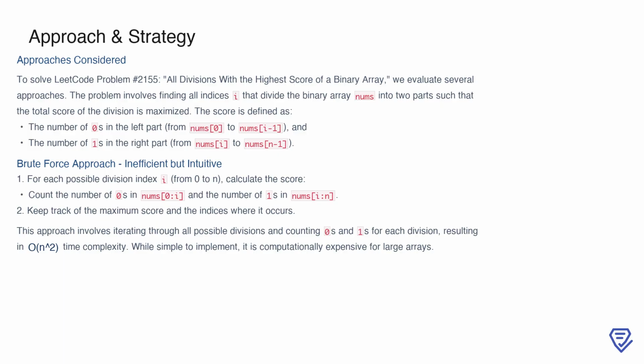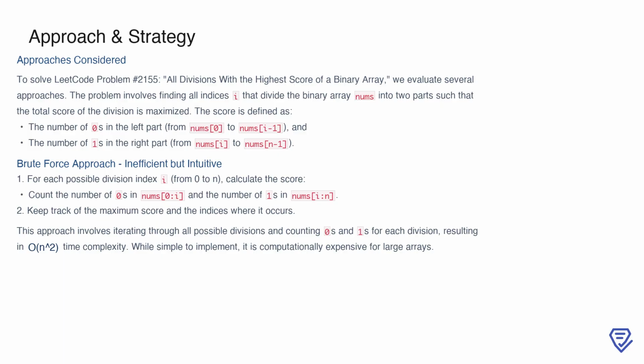The score is defined as the count of zeros in the left part of the array and the count of ones in the right part. A straightforward way to approach this is with a brute force method. Here, for each possible division index, we calculate the score by counting zeros in the left segment and ones in the right segment. While this is intuitive and easy to implement, the downside is its inefficiency.